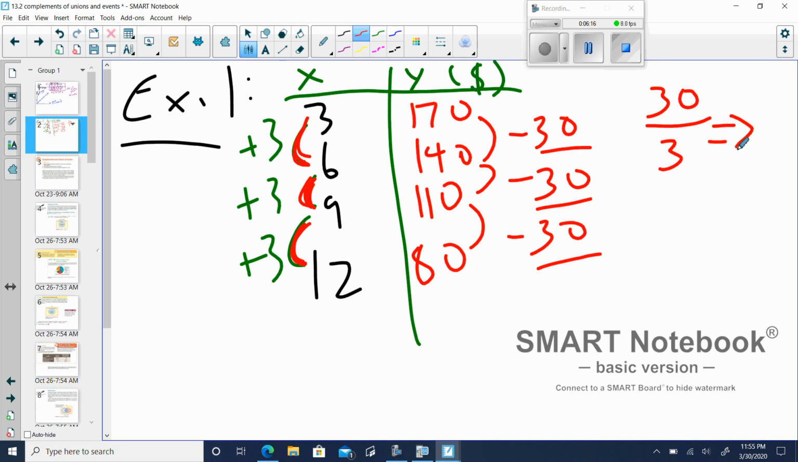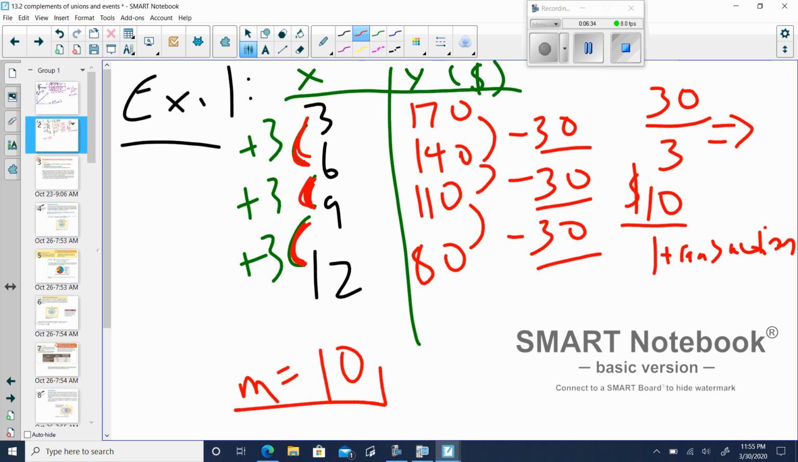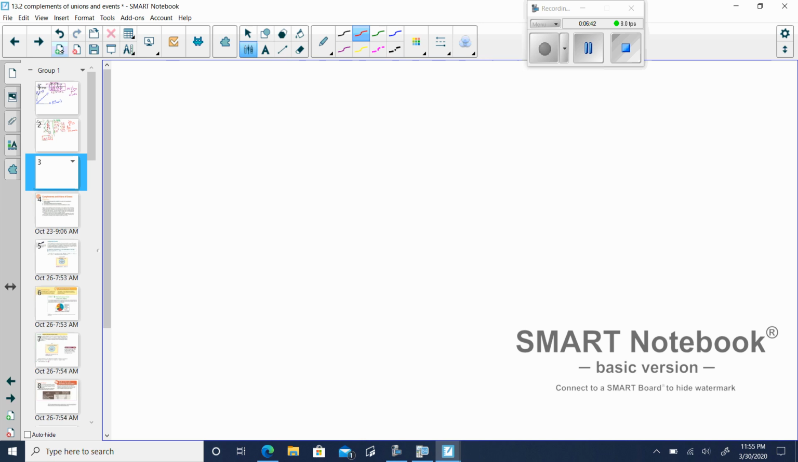So please don't tell me it's $30 per transaction, guys. Use your knowledge of arithmetic and simplify this. So this simplifies to $10 for every 1 transaction. All right, so what is our slope? Our slope, or our rate of change, is 10, right? $10 per transaction.